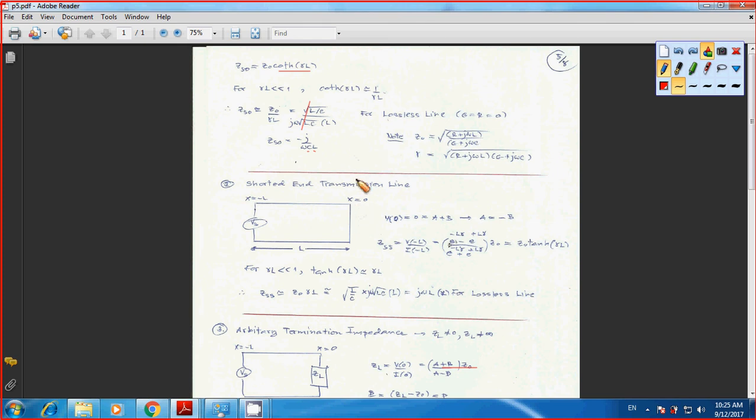And you know that for the open end, we consider the current at this point equal to 0. But for the shorted end transmission line, you know that the voltage at this point equals 0 because it's shorted to ground, right? So when V at x equal to 0 equals 0, you have A plus B equal to 0, and that gives you A equal to negative B. Different than for the open circuit, where you have A equal to B.